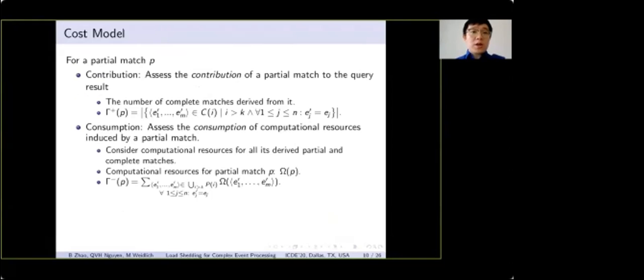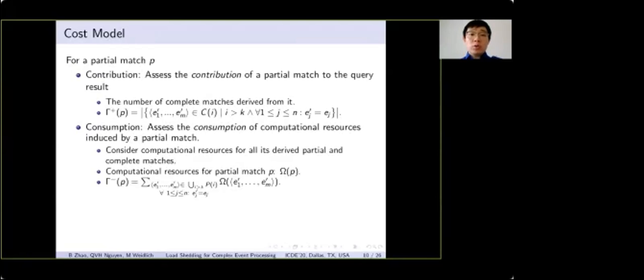The cost model considers 2 aspects of a partial match, its contribution and its consumption. Contribution assesses the contribution of a partial match to the query results. It is defined as the number of complete matches derived from it. Consumption assesses the computational resources consumed by a partial match. It is defined as the computational resources for all its derived partial matches and complete matches.